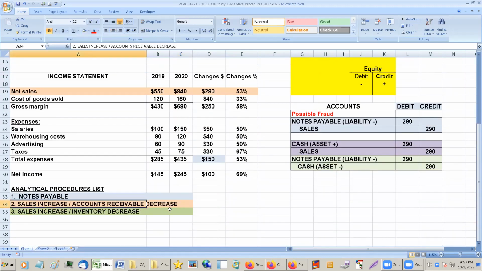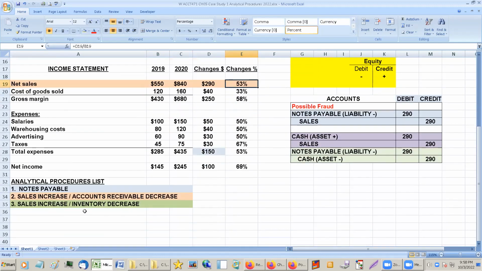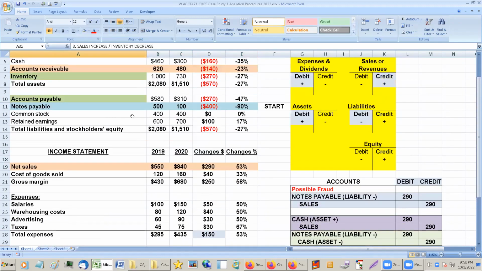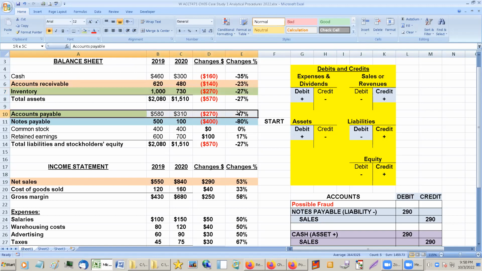Sales increase, accounts receivable decrease, very odd, and by a lot. This dropped by 23%, while this jumped up by 53%. Very strange to have that much of a difference. And sales increase while inventory decreases. Generally, your inventory will increase when your sales increase because you have to have stuff to sell. It's hard to sell stuff when you don't have it. So again, this usually goes hand in hand: when the sales go up, the inventory goes up, and then also the accounts payable goes up because you buy more inventory.